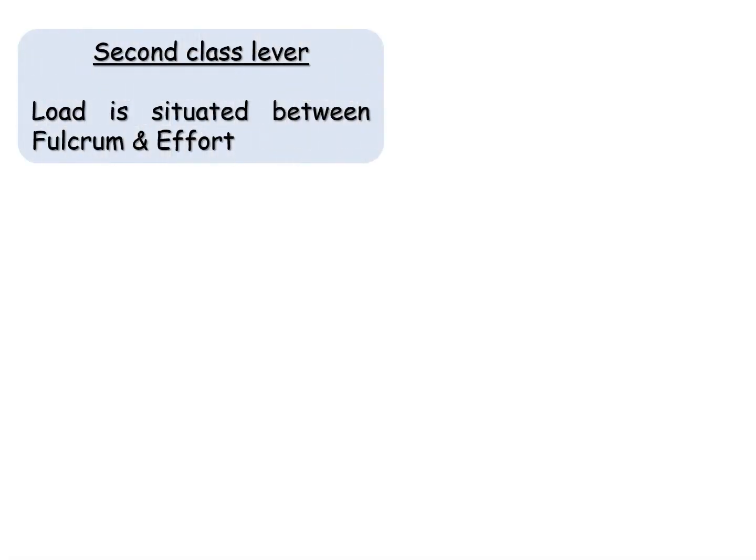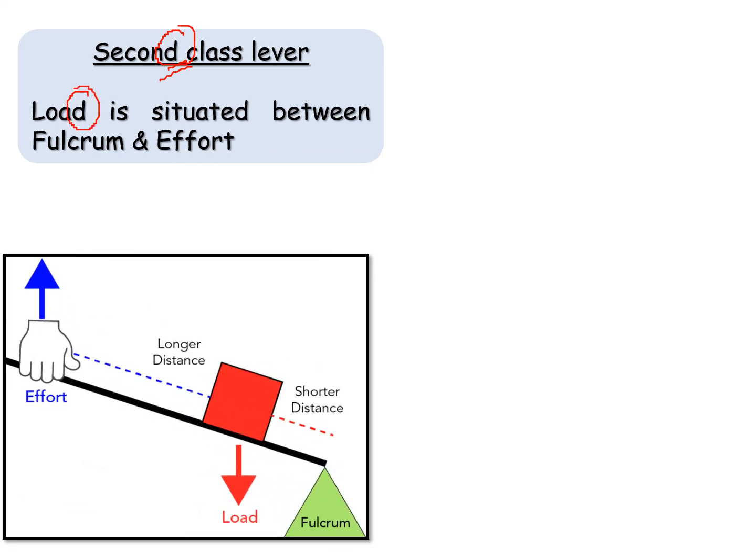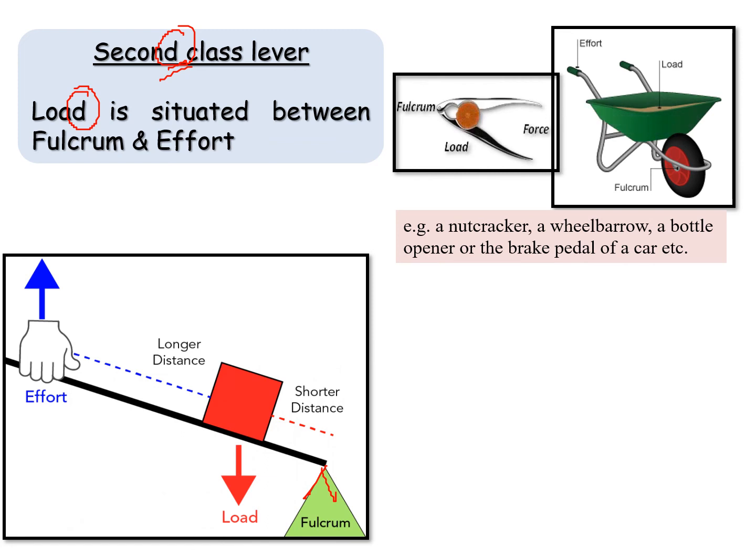Now the second class lever. In a second class lever, the load is situated between the fulcrum and the effort. You can remember that the word second ends with D, and the word load ends with D. So the load is between the fixed point and the effort. An example of this is a nutcracker. This is a fixed point, here you apply effort and here is the load. Also a wheelbarrow. This is a fixed point, here is the effort and here is the load.